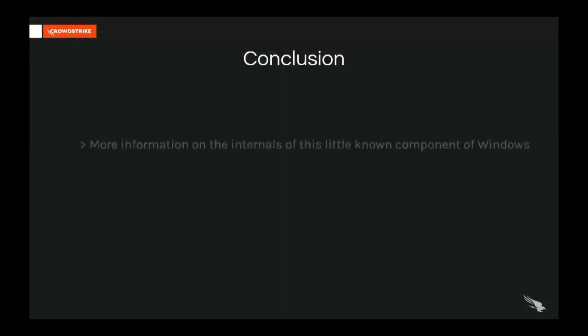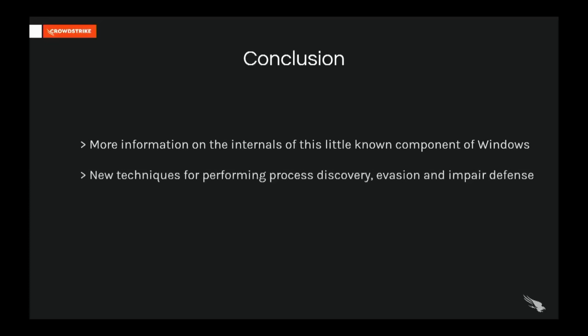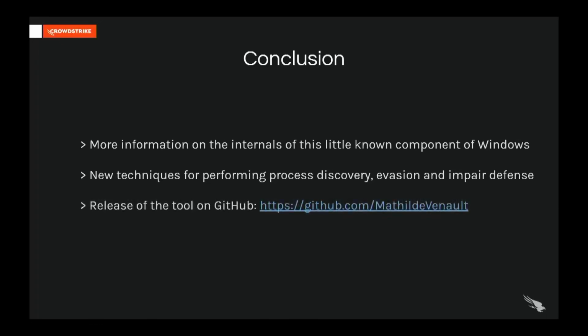So to conclude, we have seen more information about the internals of the tool and how it works under the hood. We saw how the Restart Manager retrieves the information about processes blocking a given resource, and how it can attempt to terminate applications. We've seen that the Restart Manager provides techniques that are little known or new to perform process discovery, evasion, and impair defenses without using the classic enumeration of processes or terminate process, and to allow you to interact with the Restart Manager and see what can and cannot be done with it.